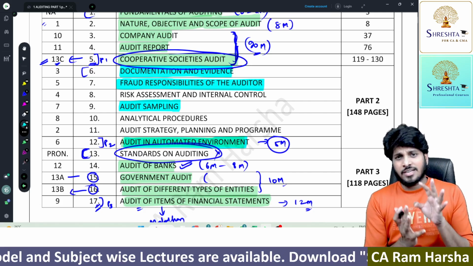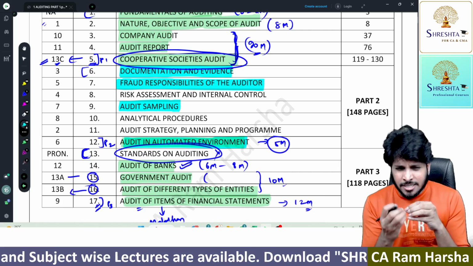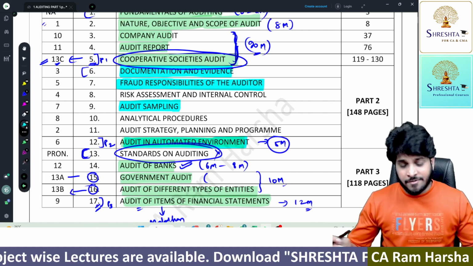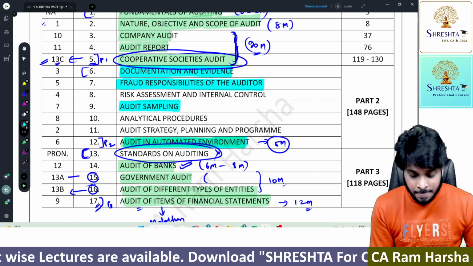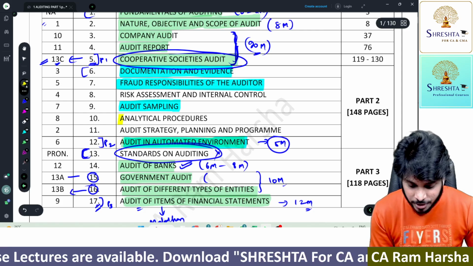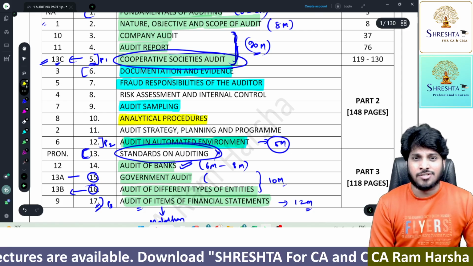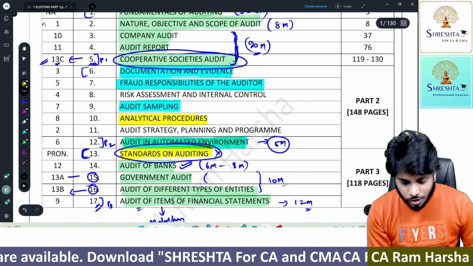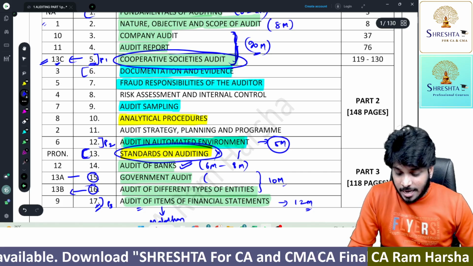I think covering these topics, whatever I mentioned, itself takes 20-22 hours. Suppose you finished revision very fast and still have time, then last priority, analytical procedures. If you are still having time, then come to standards on auditing. What standards are there in our material?